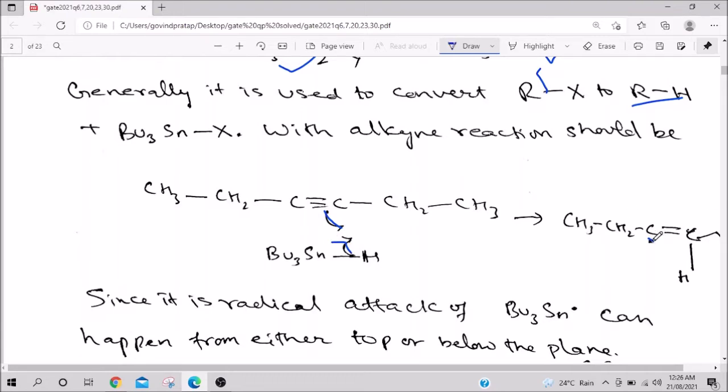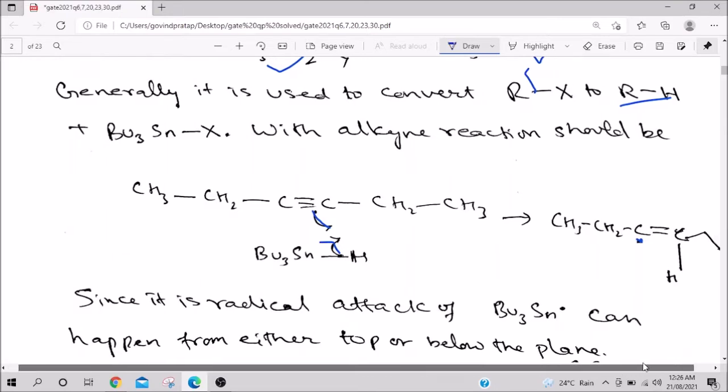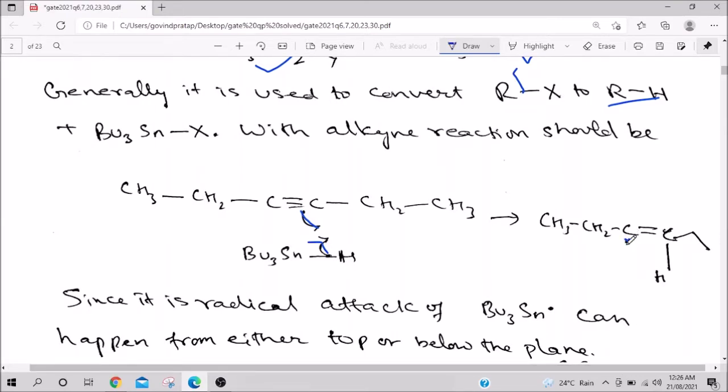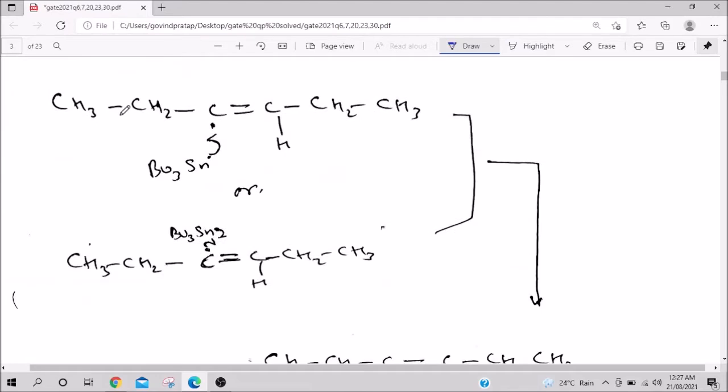Now this dot is there. This dot, a radical, can be up or down. This orbital can be here also, or up also. So ideally it should give both products, adding from the top or from below. But still, the mechanism that is preferred is the one which goes through the more stable transition state. So this alkyl group and this alkyl group will try to be far apart, so this will be more preferred.